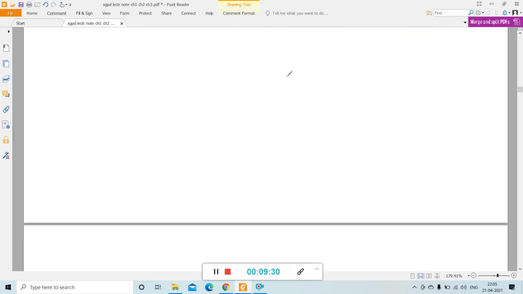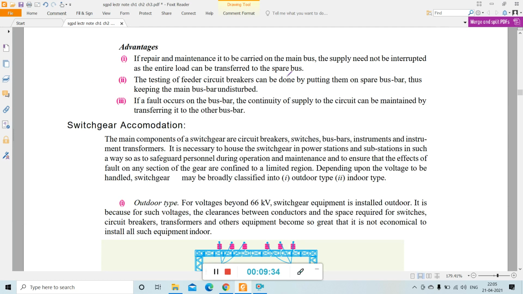Clearly understood about this? Then next, what are the advantages of this? The advantage is that if repair and maintenance is to be carried out on the main bus, then the supply need not be interrupted, as the entire load can be transferred to the spare bus. The testing of feeder circuit breakers can be done by putting them on the spare bus bar, thus keeping the main bus bar undisturbed. If a fault occurs on the bus bar, the continuity of supply to the circuit can be maintained by transferring it to the other bus bar. So these are all the advantages of the duplicate bus bar system.